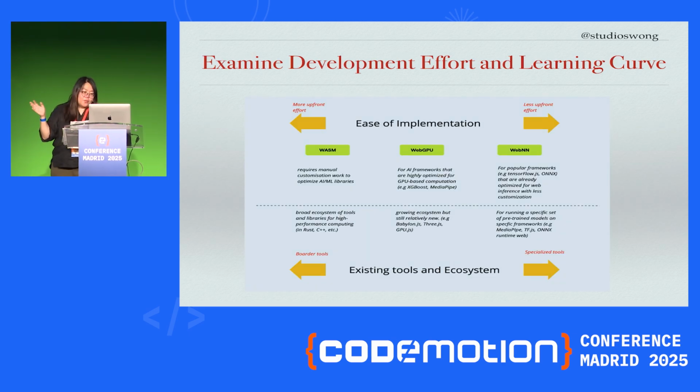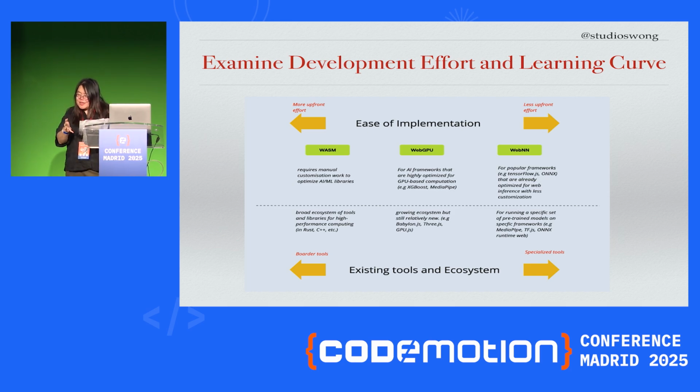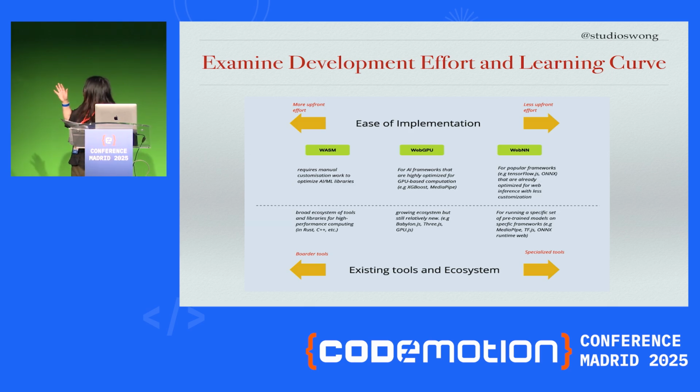And one very important part, of course, you need to think about your development effort and the learning curve. I'm going to be very quick on this section because the main thing you can already see: with WASM, you have a lot of low-level control and performance, but with lots of control comes lots of time required to maintain it. So you pretty much need to do a lot of manual work to optimize all these AI/ML libraries. And the same thing with WebGPU.